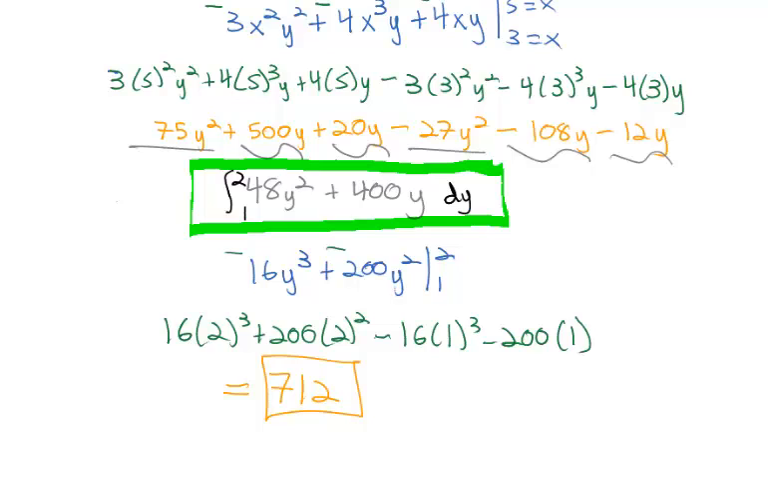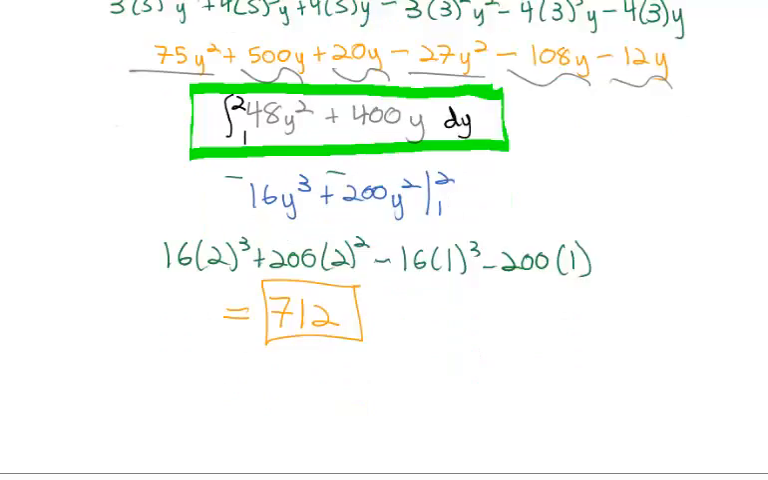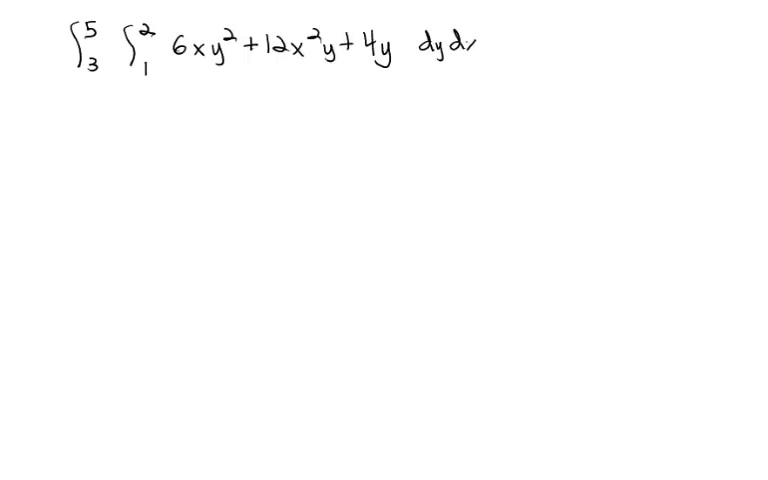Now here's an interesting question. I want to take the same problem, but I'm going to switch it up a bit. The other problem, we took the integral, we did 1 to 2, and then 3 to 5. I'm going to switch them. I'm going to do the 3 to 5 second and the 1 to 2 first of the same function, 6xy squared plus 12x squared y plus 4y, but then I'm also going to switch the dy and the dx.